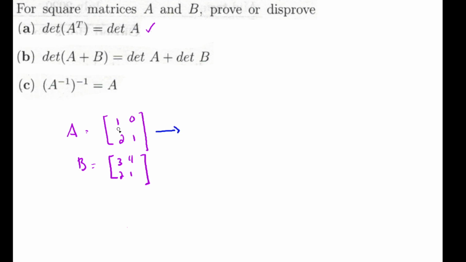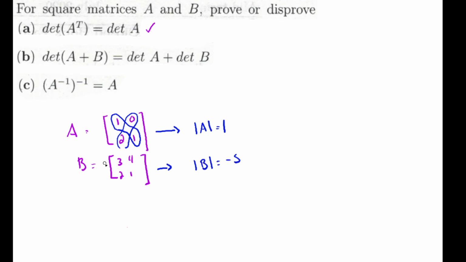Now we're asked to see if the determinant of A plus B is equal to the determinant of A plus the determinant of B. Let's just find the determinant of A first. To do that, we multiply these two minus these two. So 1 times 1 minus 2 times 0 is equal to 1. So the determinant of A is equal to 1. For B, we have 3 times 1 is just 3, minus 8, which is minus 5. The determinant of B is equal to minus 5.